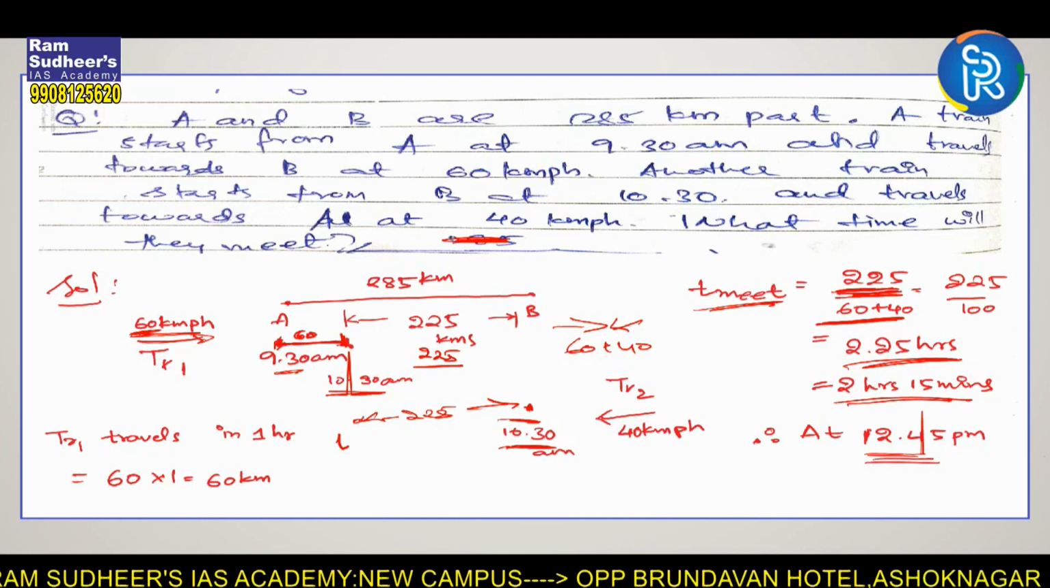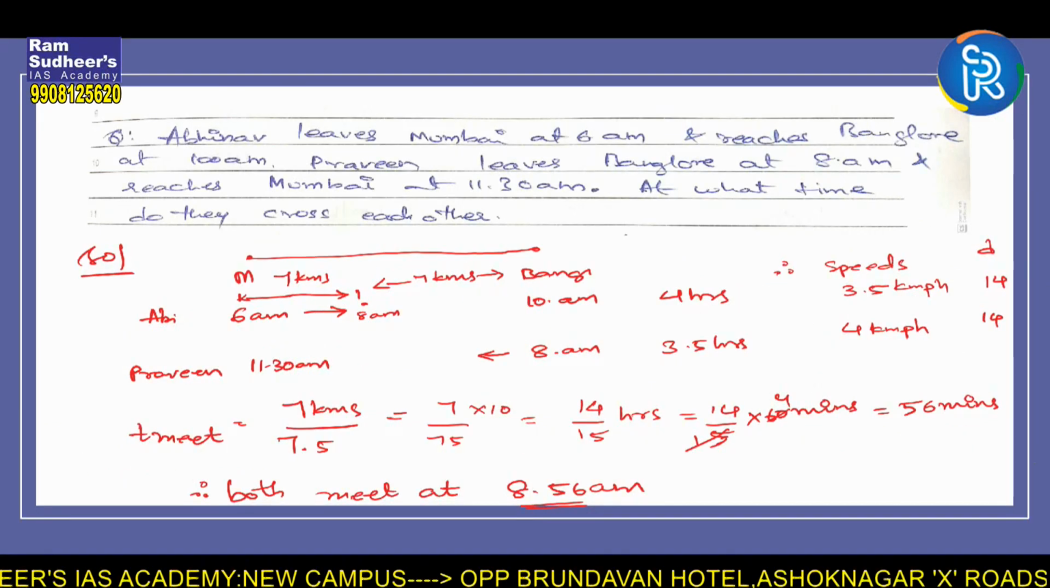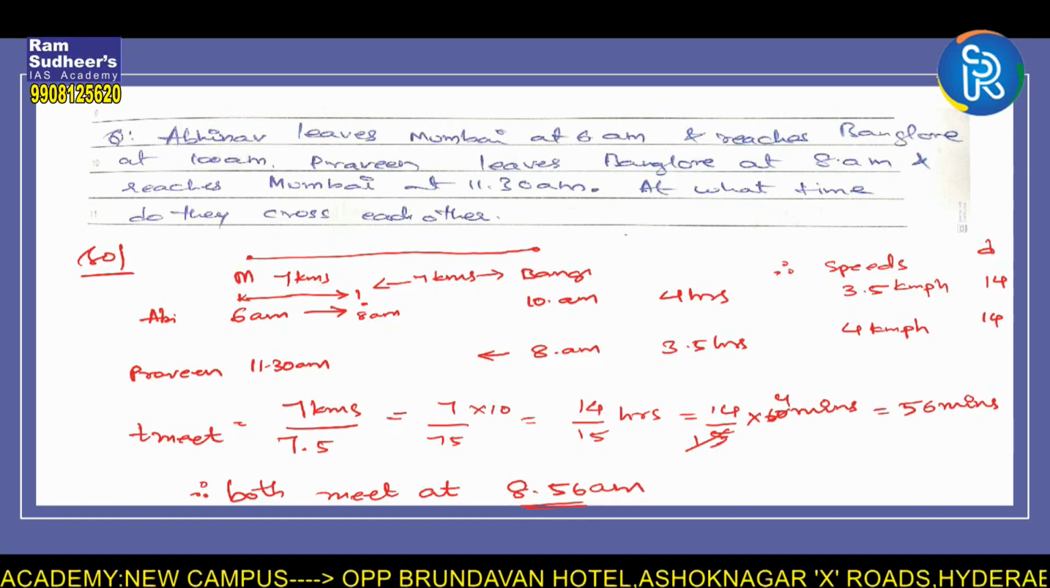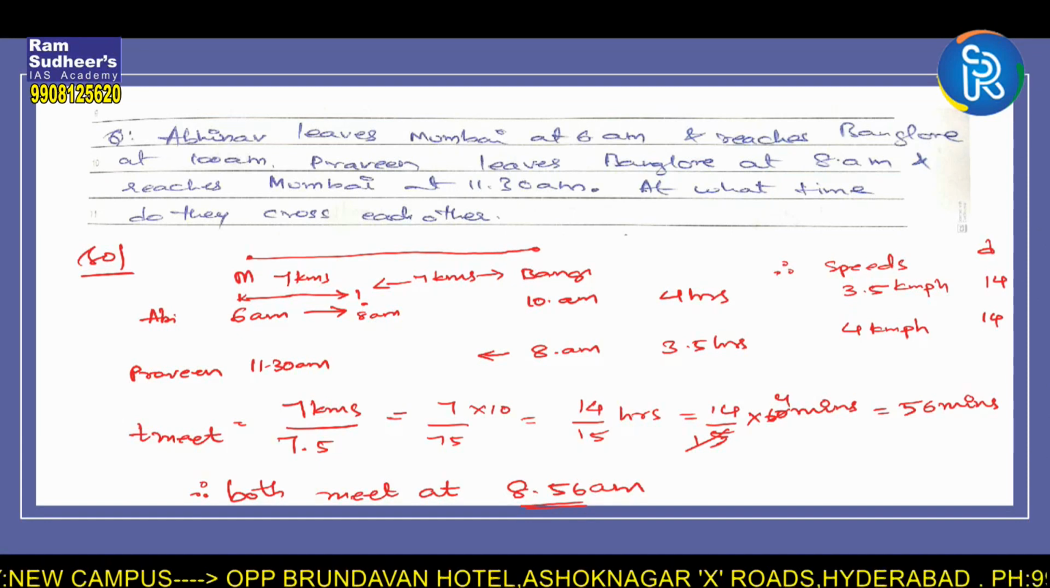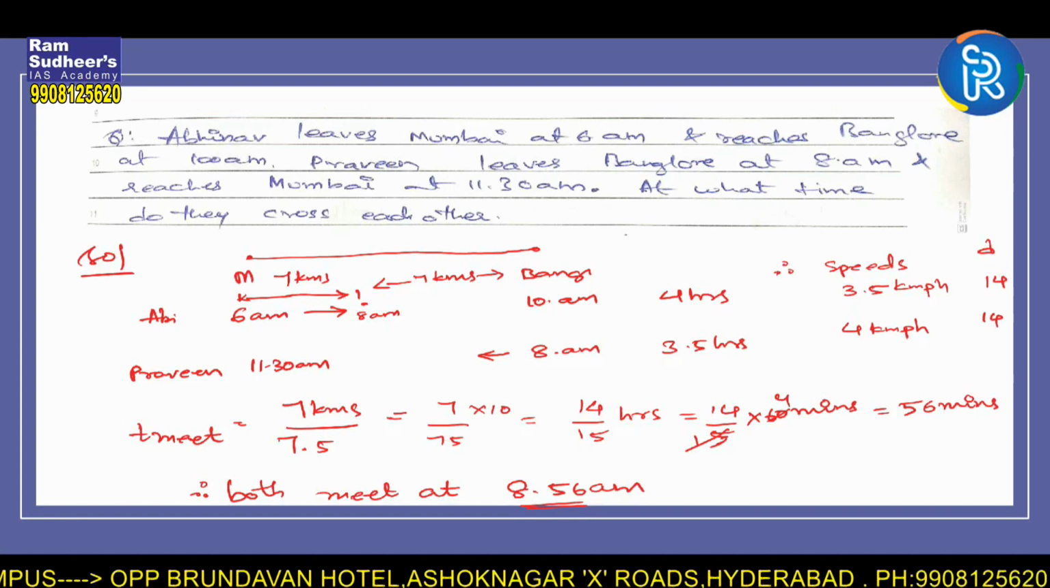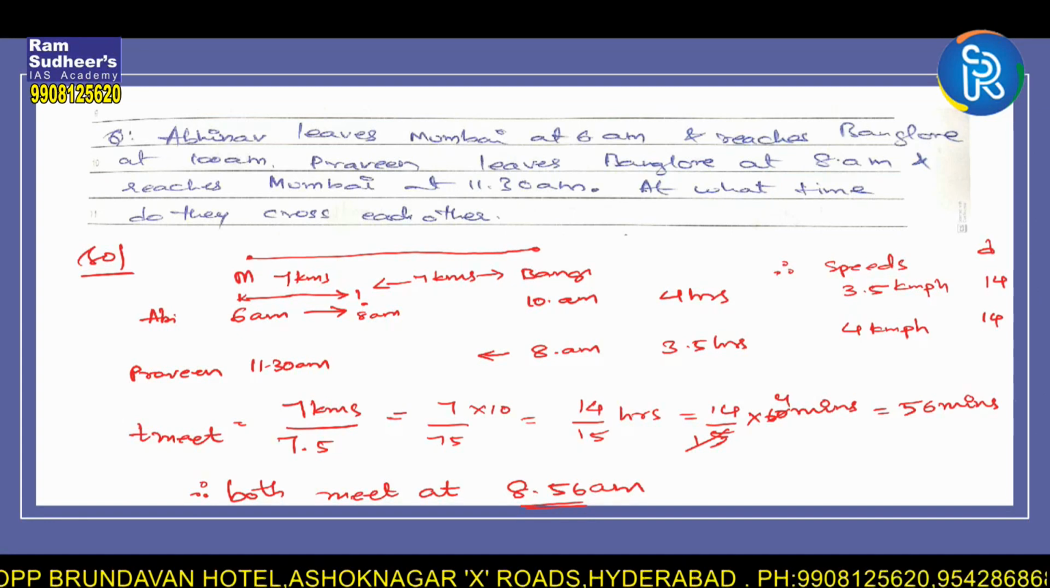They will be meeting each other. Moving on to the next question. This is a question on similar lines. Abhinav leaves Mumbai at 6 a.m. and reaches Bangalore at 10 a.m. Praveen leaves Bangalore at 8 a.m. and reaches Mumbai at 11:30 a.m. What time do they cross each other?